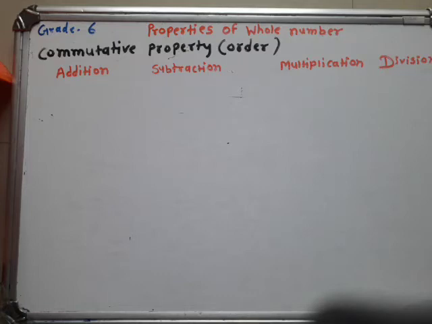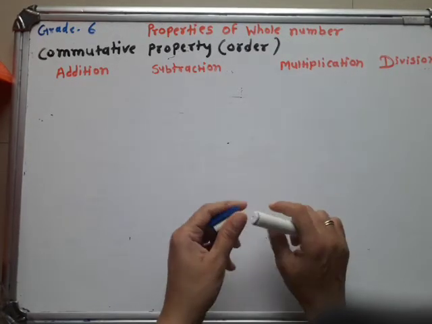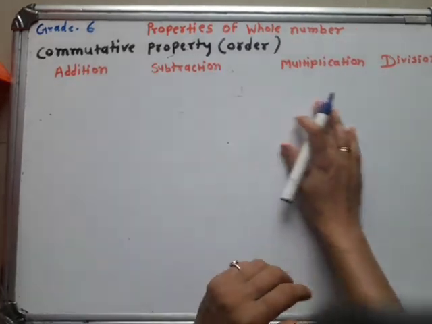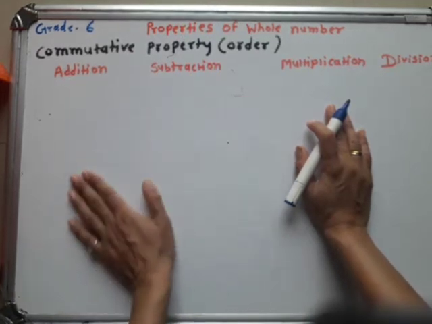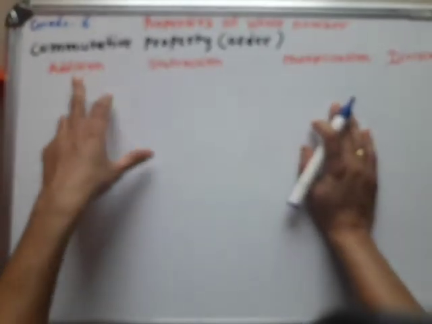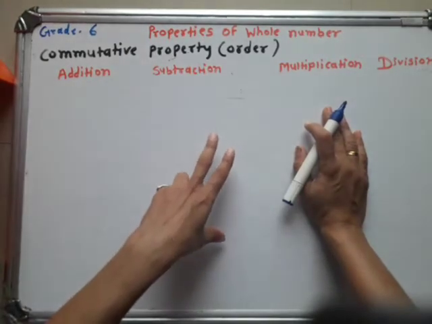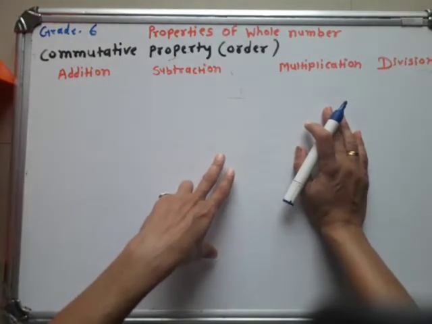See here, the second property is the commutative property for addition, subtraction, multiplication and division of whole numbers. This property is also called the order property. You already know that from your previous classes. Commutative property means order property. If you change the order of the numbers, we get the same answer.